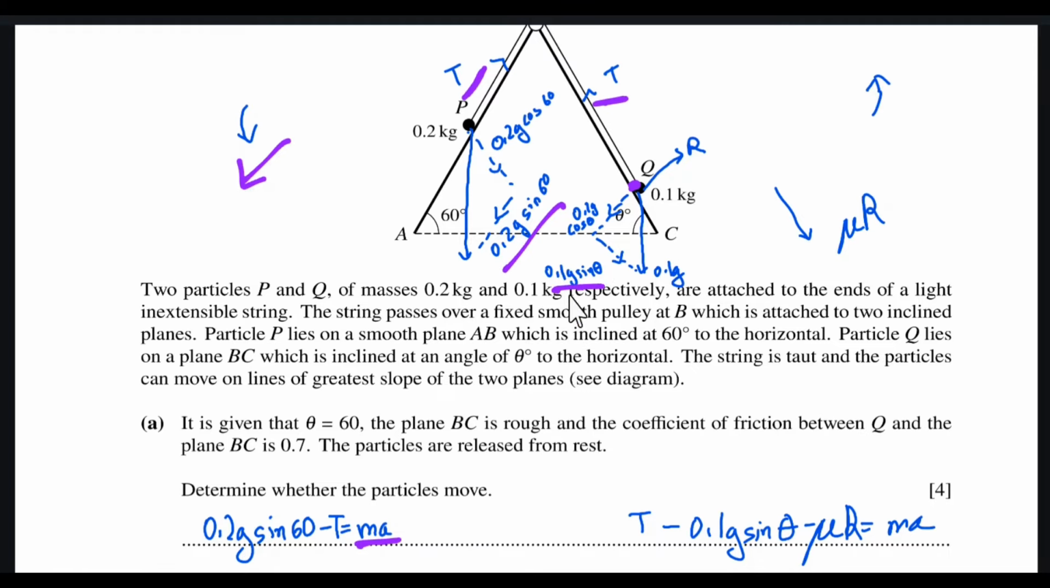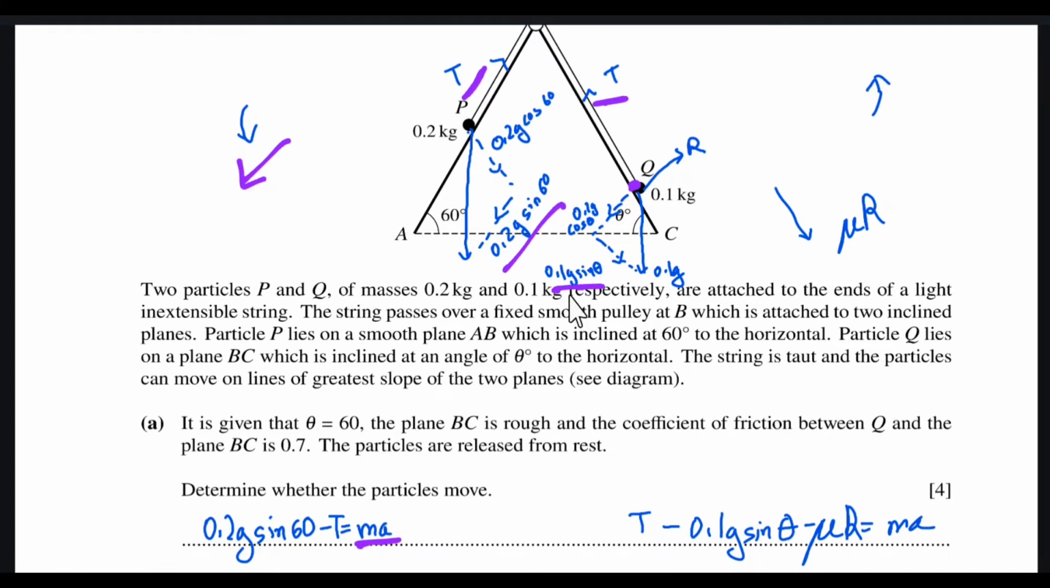Part B: it is given that instead BC is smooth. So the plane BC is now smooth, that means there is no effect of friction. The particles are released from rest. At rest, velocity is 0, and in the subsequent motion, the tension in the string is given. Find the magnitude of acceleration of P as it moves on the plane, and find the value of theta. The tension is root 3 minus 1, and since the surface is smooth, there is no friction. We need to find the acceleration of P.